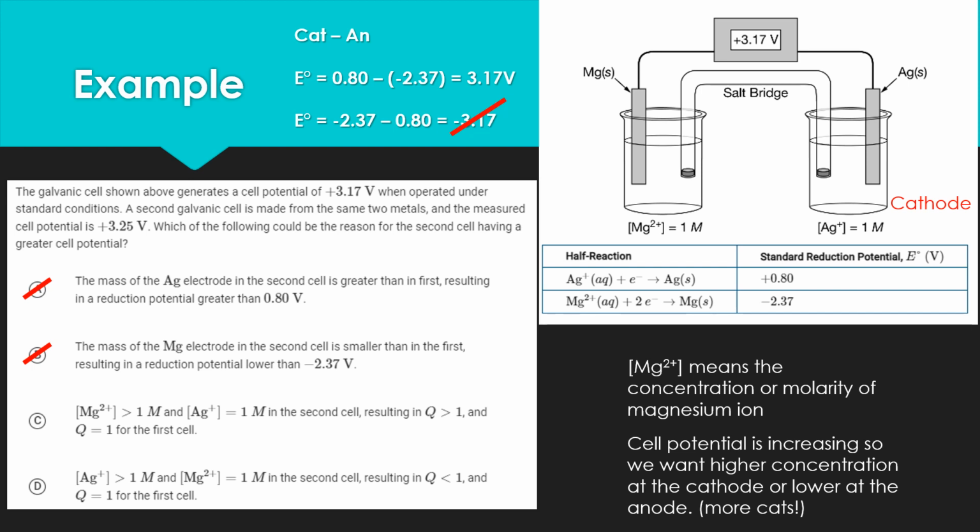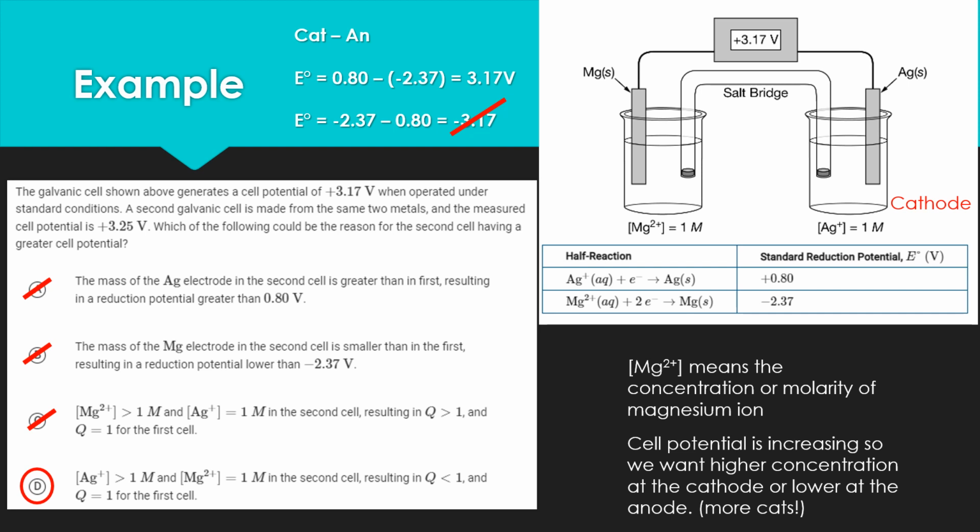So if we want a higher voltage, if we want to increase that 3.17 to 3.25, then we need to increase the concentration at our cathode. We need silver to be greater than 1. So we can eliminate our magnesium and make D our answer. The concentration of silver is greater than 1 molar and magnesium stays the same.